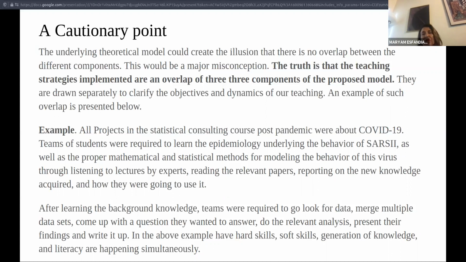So all this idea about creation of knowledge and soft and hard skills and statistical literacy, they're happening all year round. But it's not that one is happening, one it's not. So I just don't want to create this illusion that those compartments are all separate from each other.